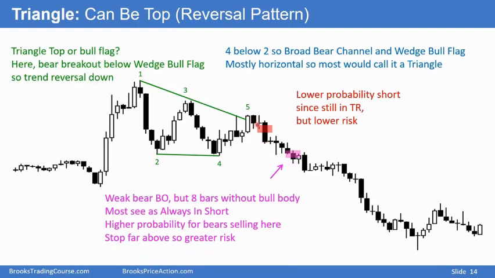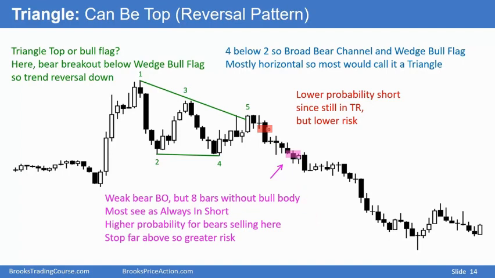A weak bear breakout, but look at it. We have 8 consecutive bear bars without a bull body. To me, this is always in short. It's a very tight channel. It's not quite a micro channel. This high went above that high, but it's very close to being a micro channel, and there are no bull bars. This is a breakout on a higher time frame chart, and I think after 3 or 4 of these bars, traders would conclude the market is always in short and an early bear trend.